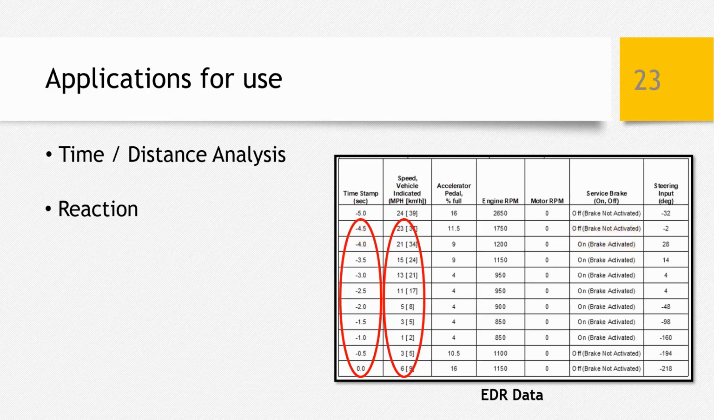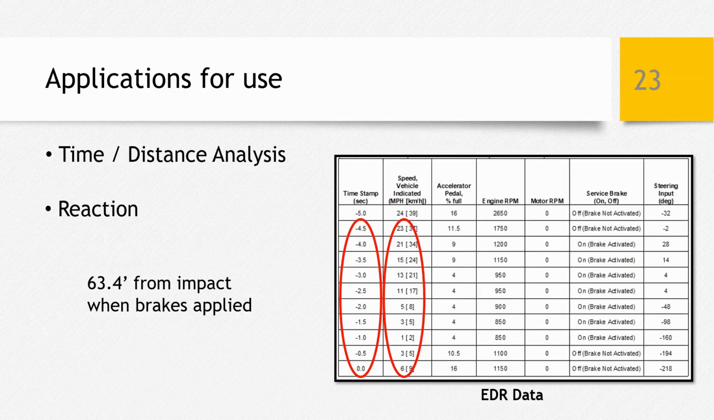So in this example, I was able to calculate the distance with the beginning and ending velocities for each half-second segment and then add them together. Didn't take much time, didn't take a whole lot of work, but I was easily able to determine that the vehicle was about 63 feet from impact when the brakes were applied. Again, you likely could not have determined that with this degree of accuracy with the physical evidence at the scene.